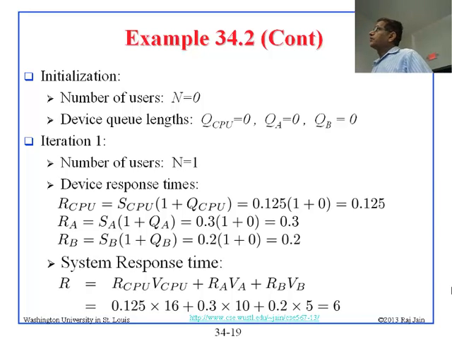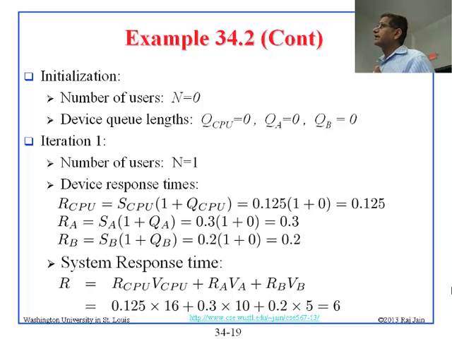So we can start with N equal to 0. If N equal to 0, then the Qs are equal to 0. Q CPU 0, QA 0, QB is equal to 0. Now the first user comes in. So we put one user and we can calculate the response time for that user. The formula is very simple. R is equal to S times 1 plus the previous Q. Previous Q is 0, and therefore for this first user, the response time at the CPU is simply 0.125 seconds. Because there was no Q, it came in. The response time per visit, by the way, is 0.125.